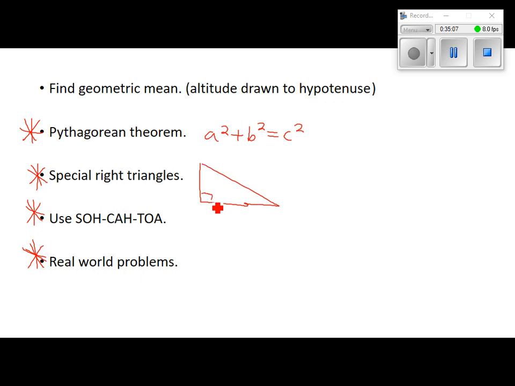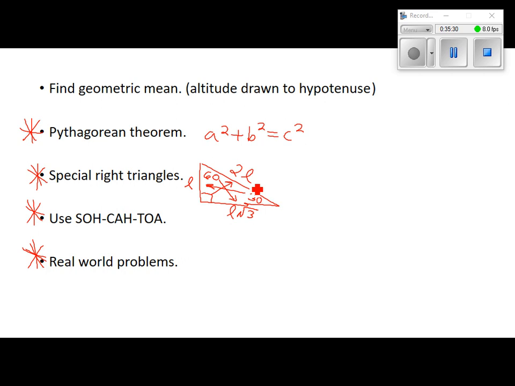Draw first the 30, 60, 90 triangle. Side across from the 30 degree angle gets labeled what? L. Side across from the 60 degree angle, L times square root of 3, and the other side is 2L. Might want to write that down so that you have it there.